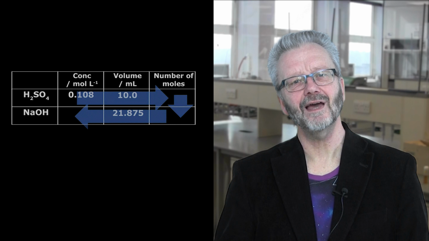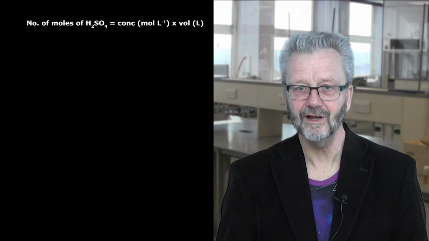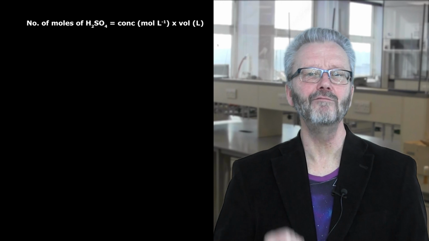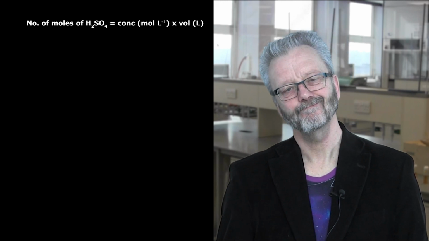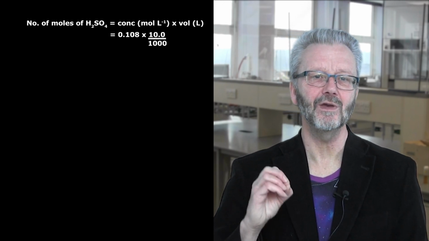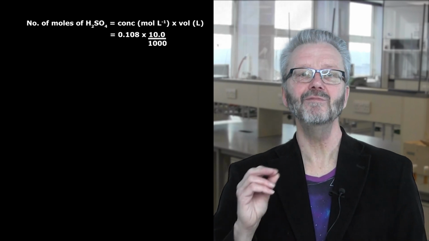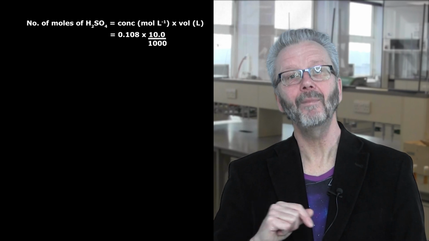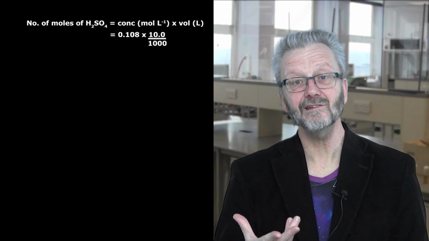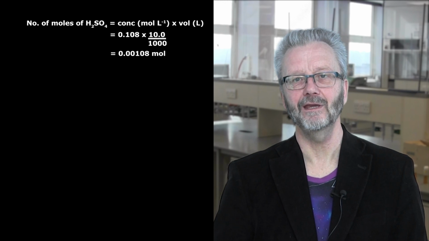So let's start with calculating the number of moles of sulfuric acid used. As I showed earlier, we can rearrange the concentration equation so that it will give us the number of moles of acid. Now we can put in the numbers. However, the units of volume used in this equation are litres. So we must convert the volume in millilitres to litres by dividing by 1,000, the number of millilitres in a litre. Once that is done, we can calculate the result and make sure that we include the units.